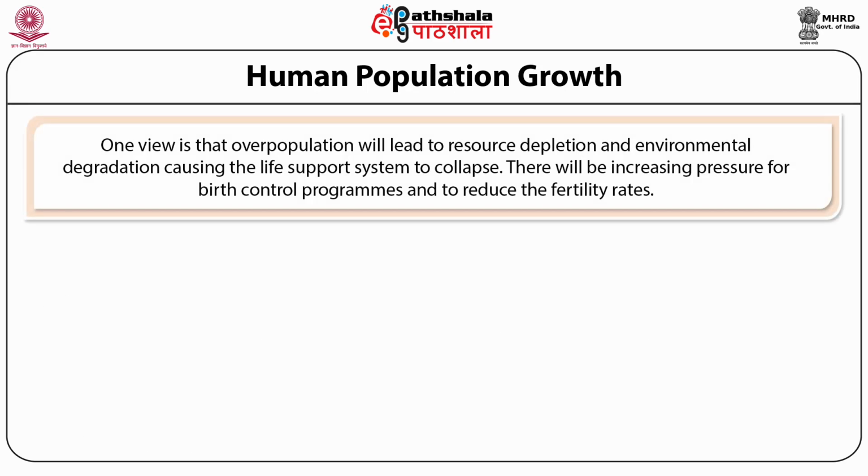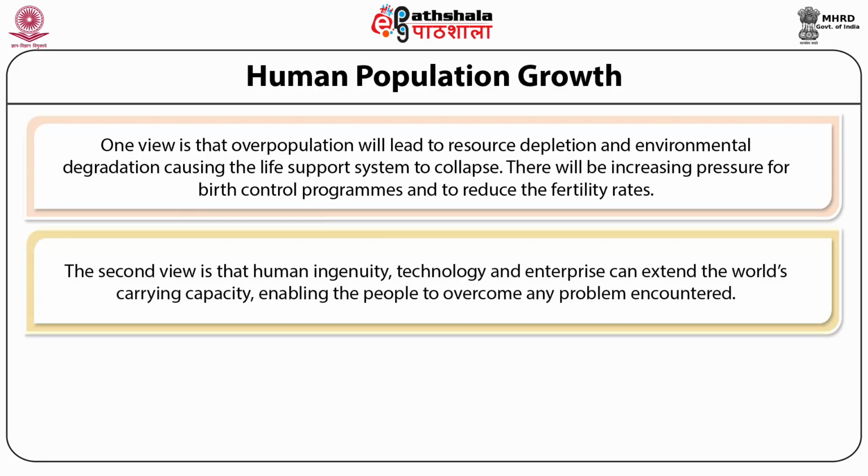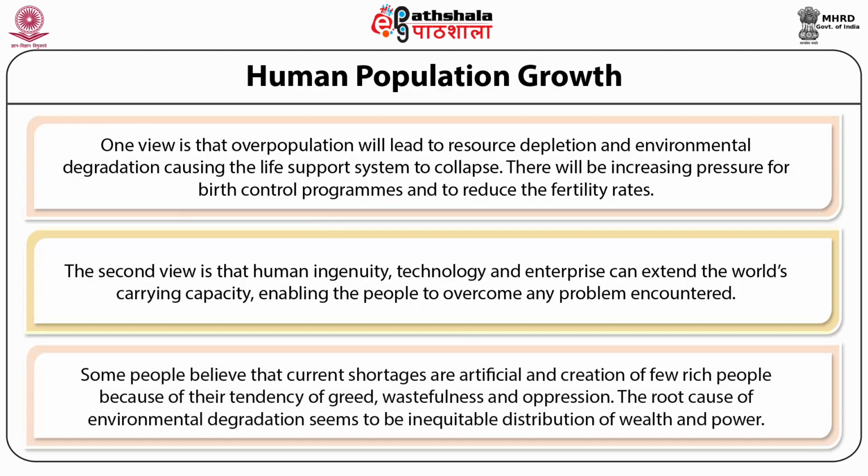One view is that overpopulation will lead to resource depletion and environmental degradation, causing the life support system to collapse. There will be increasing pressure for birth control programs and to reduce the fertility rate. The second view is that human ingenuity, technology, and enterprise can extend the world's carrying capacity, enabling people to overcome any problem encountered. Some people believe that current strategies are artificial and the creation of a few rich people because of their tendency of greed, wastefulness, and oppression.